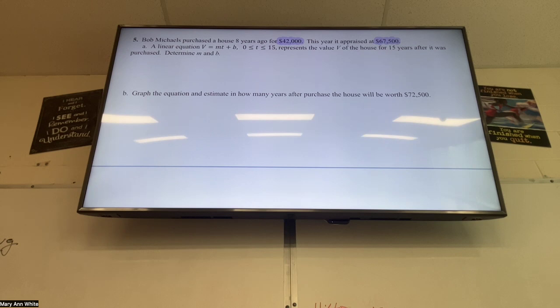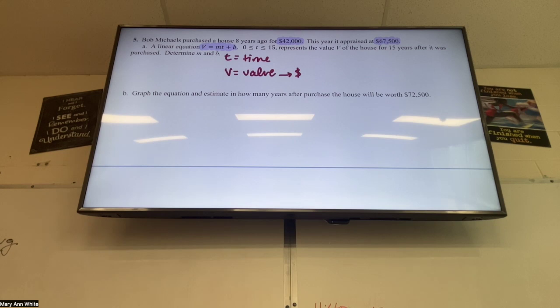And the first thing it wants us to do is write a linear equation. And they're using V equals MT plus B. When I look at that, that's the same thing as Y equals MX plus B. What do you think the T means? And what do you think the V means? Time. Value. So if I'm looking at money, is that going to go in for my T time or for my V value? Money is going to be for value, right?